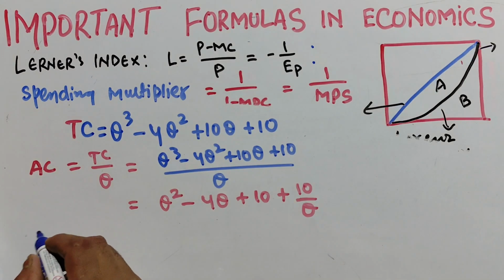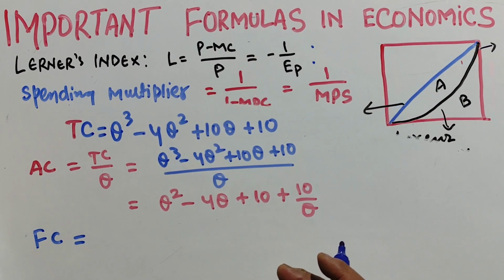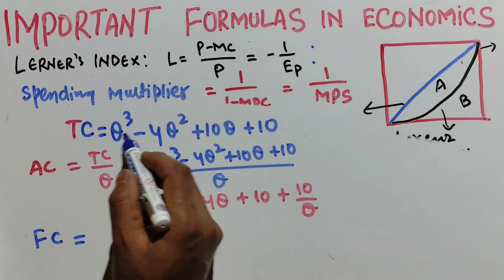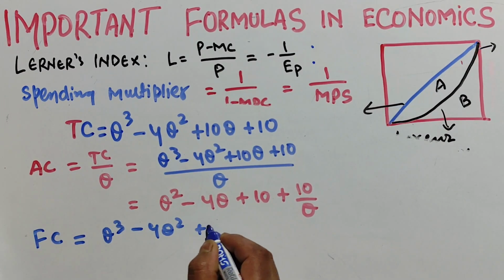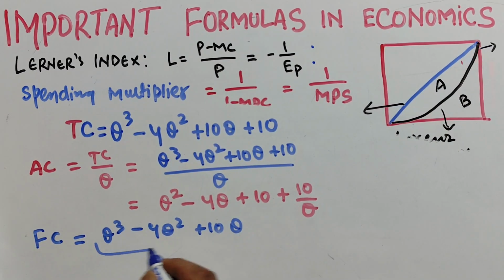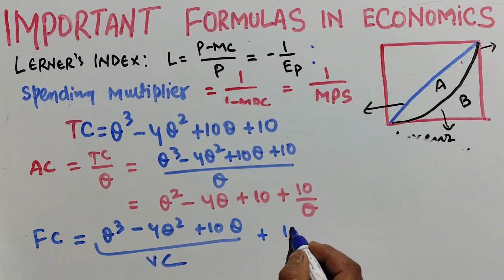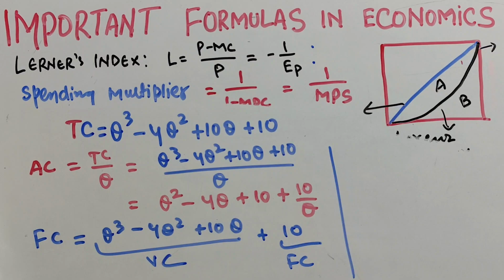Similarly, we can calculate the fixed cost. Fixed cost is that very cost which does not depend upon the level of output. Whether output is 0 or 10, we have to incur that cost. In this equation, q cube minus 4q square plus 10q denotes the variable cost, because we have q in these terms, plus we have this 10, which is the fixed cost.